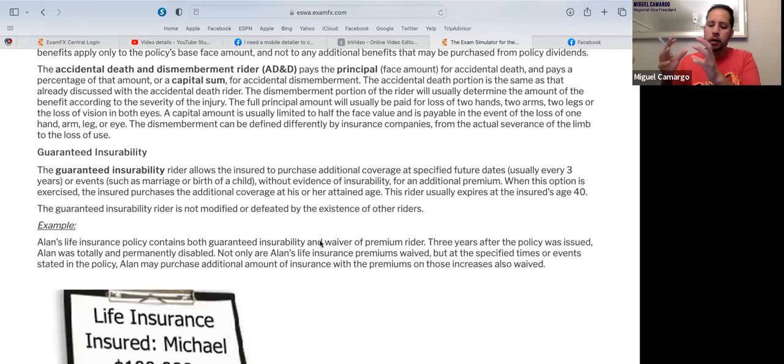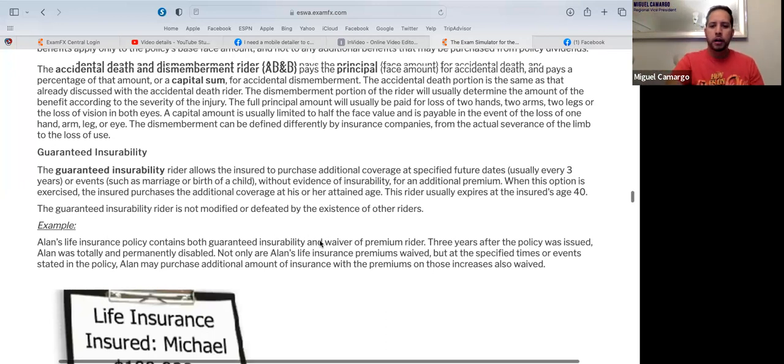So if husband and wife get married and have a kid three years later, they can increase their coverage automatically. It can't be that husband and wife get married and go buy a house three years later. You can't buy a house and consider that a reason to increase your coverage based off this rider. That is a question you'll see: which of the following would be a reason that the guaranteed insurability rider would kick in? And if you say buying a house, this is the wrong answer. Any questions on that?